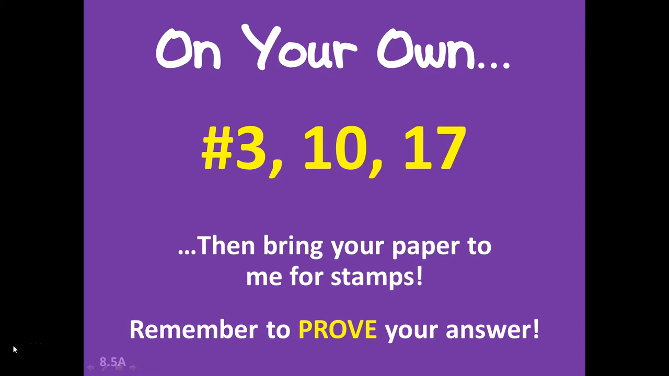So if you'll go back to number 3 on the front and do number 3 and then number 10 and number 11, all three of those are very similar. Now number 11 is a little bit, I'm sorry, not number 11. Number 3, number 10, and number 17. So all of those are similar. You're going to have an equation and you need to test each table to see which table actually fits that equation. When you're finished with 3, 10, and 17, please bring me your paper for stamps. And if you'll pause the video now, I would appreciate it.